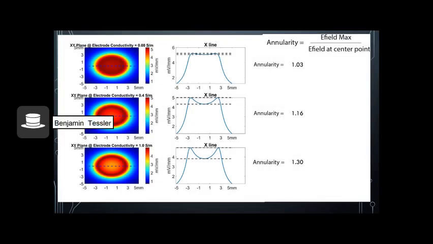A limitation to the conventional electrical method is that the current is not injected uniformly on the electrode surface. There is an annularity that occurs because of the electrode's higher conductivity relative to the medium's conductivity. As can be seen for the three different electrode conductivities used, the electric field has a peak close to the edge of the electrode, which gets larger relative to the electric field at the center point as the electric conductivity increases.